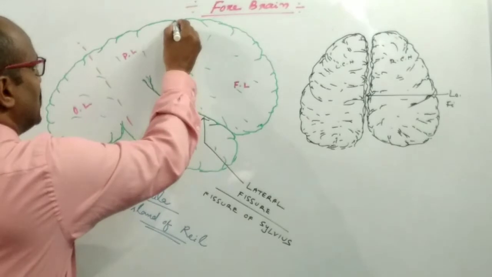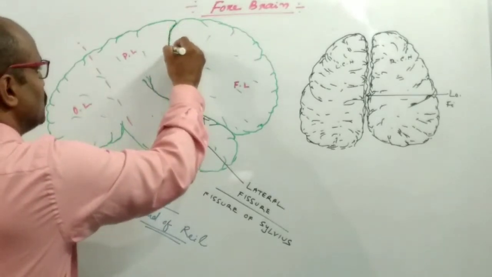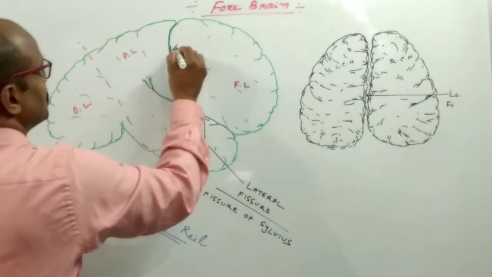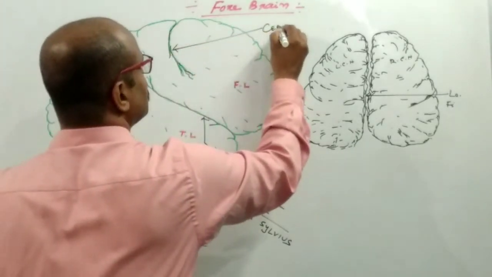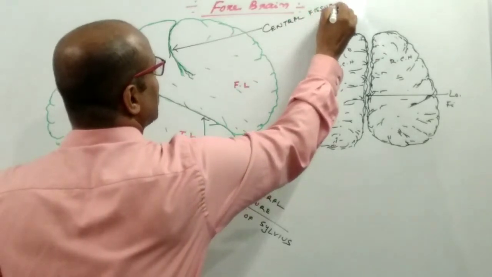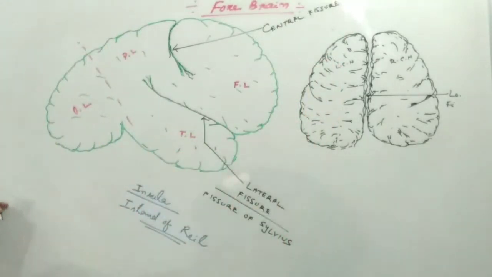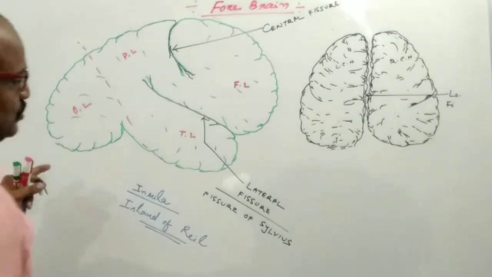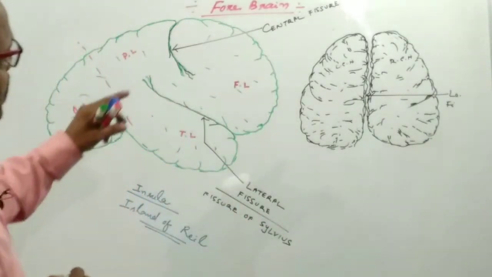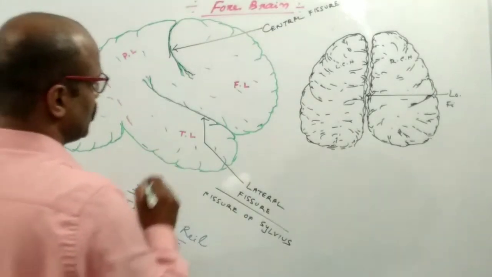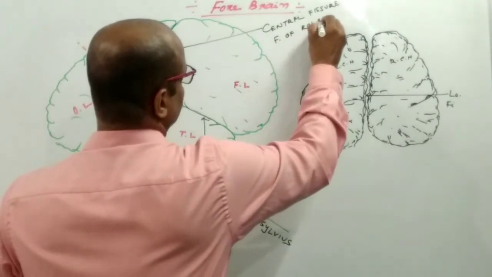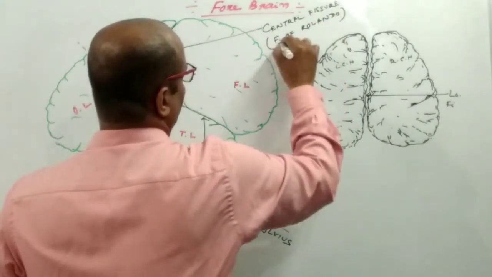below it is another fissure, and this fissure is known as the central fissure. This is the central fissure. Such central fissure is also known as the fissure of Rolando.